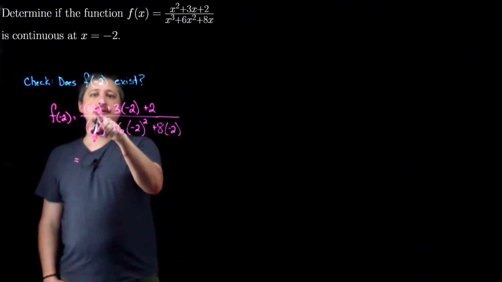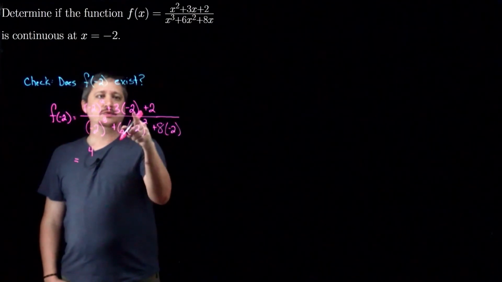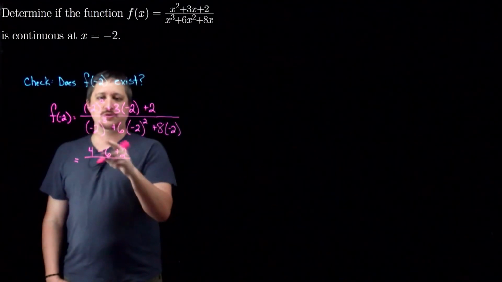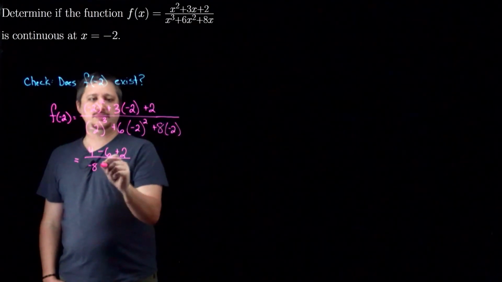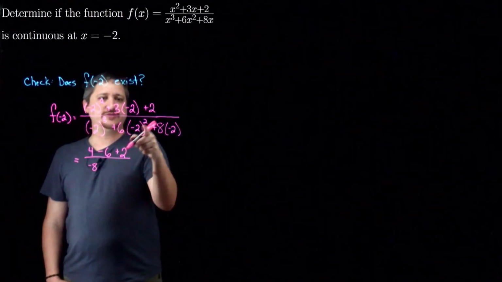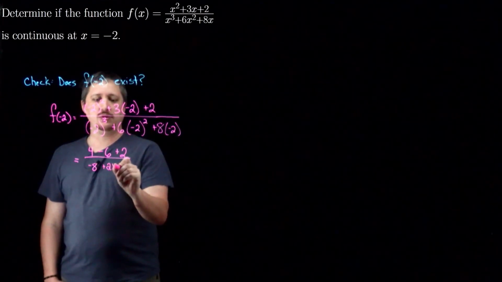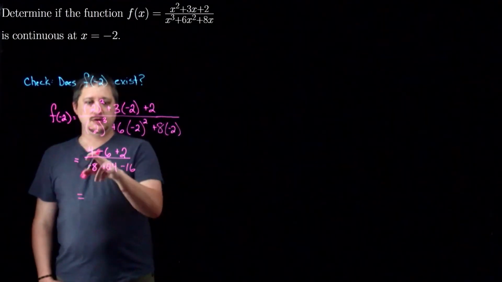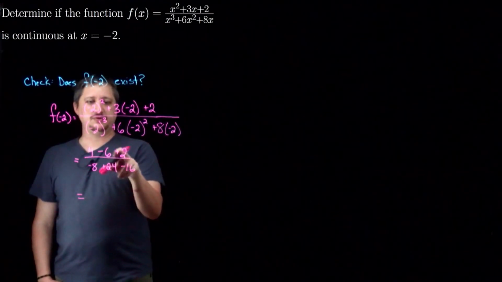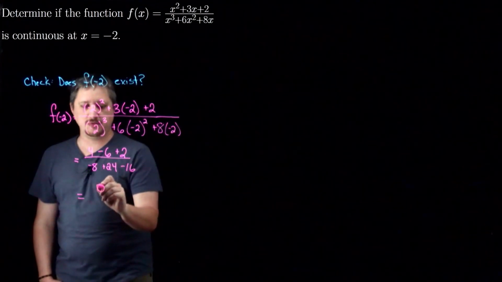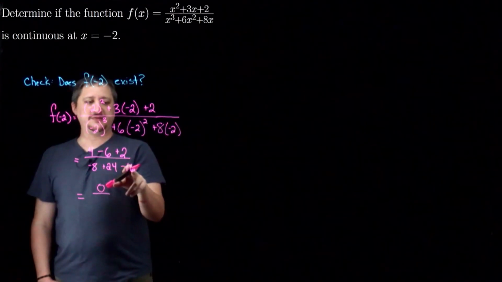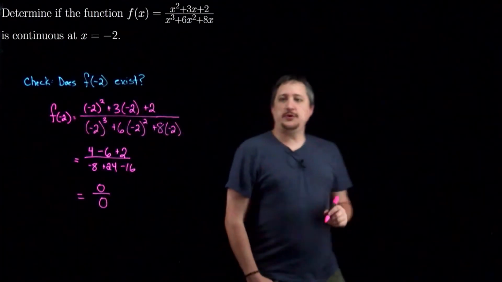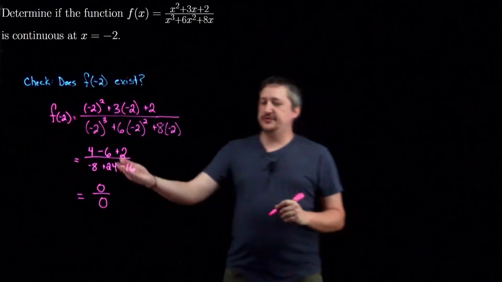So this is -2 squared is 4. 3 times -2 is -6 plus 2 over -2 cubed is going to be -8. 6 times -2 squared, so that's 4 times 6 is 24. And 8 times -2 is -16. 4 minus 6 plus 2, so that's going to be 2 and 4 is 6, minus 6 is 0, over -8 and -16 is -24, plus 24 is 0. So if I plug in -2, I get 0 over 0.